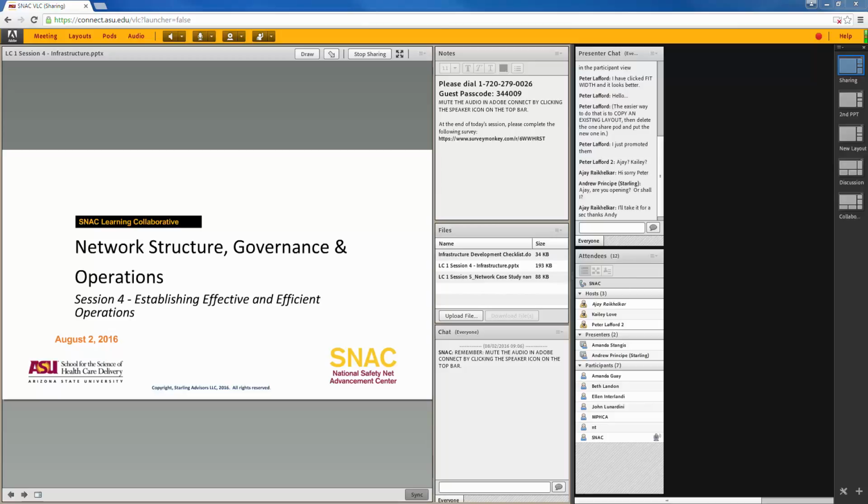Today we're going to be discussing the structure, governance, and operation of effective networks, with a specific focus on the types of activities that networks typically take on behalf of their members in order to drive efficiency in how those members engage in various payment methodologies and payment relationships.